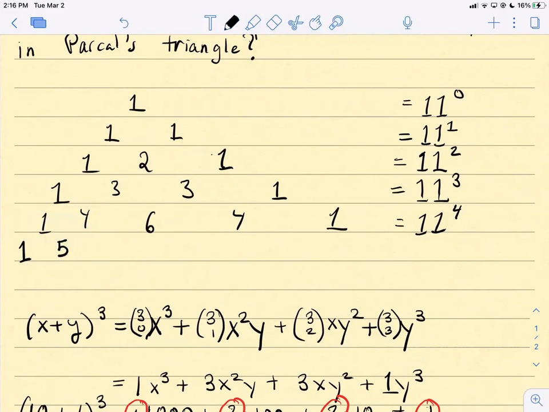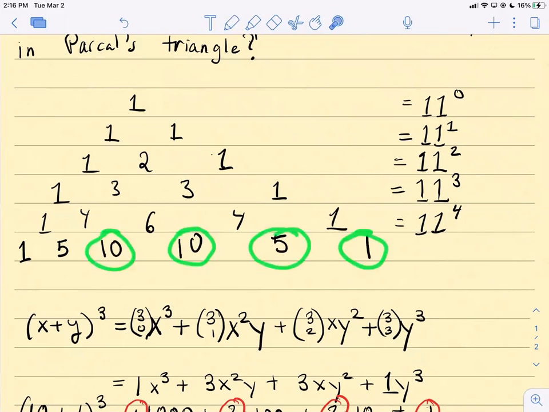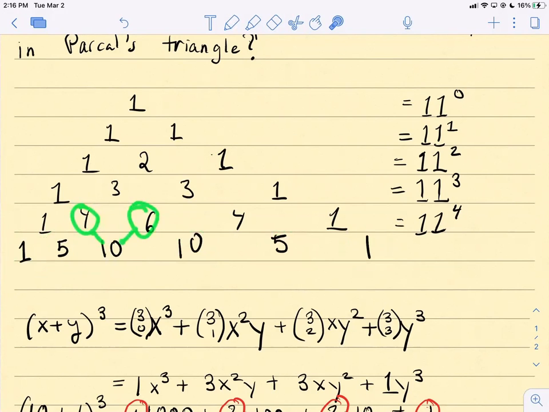So 1, 5, 10, 10, because I'm adding 6 and 4, and that's also 5, and that's 1. And these numbers we know because they are combinations of 5. This is 5 choose 2, this is 5 choose 3, this is 5 choose 4, and this one is 5 choose 5. This is 5 choose 1, 5 choose 0. But there's this nice pattern that if you ever want to get the next number in the next row, you add the two numbers above it. That's what gets you to the 10.